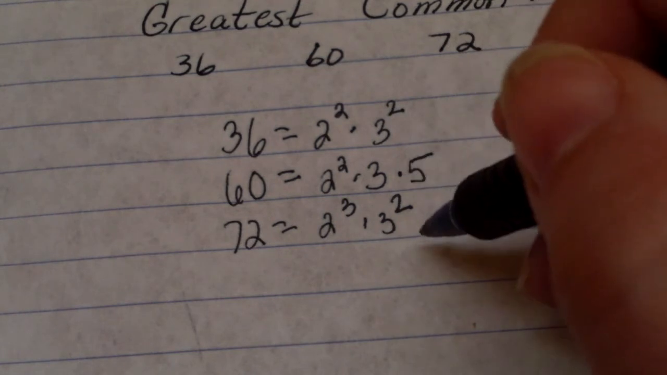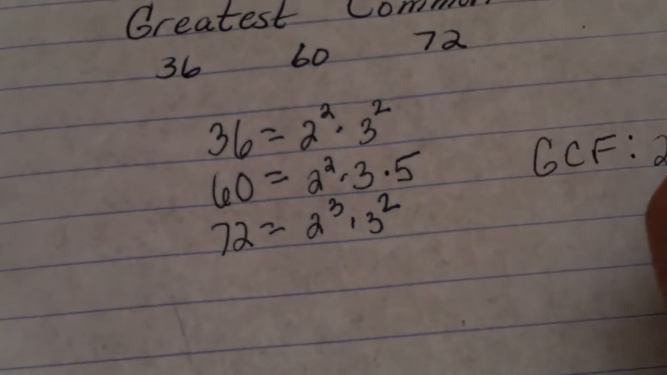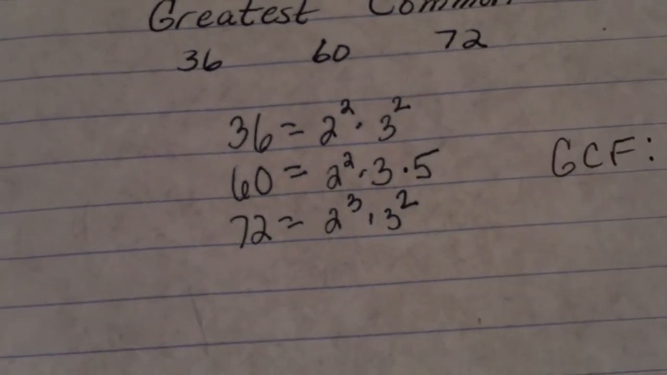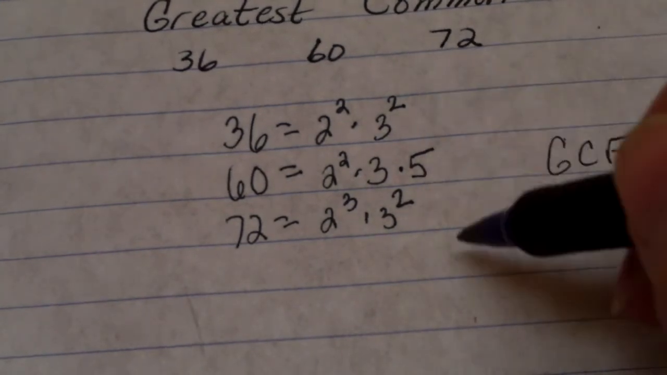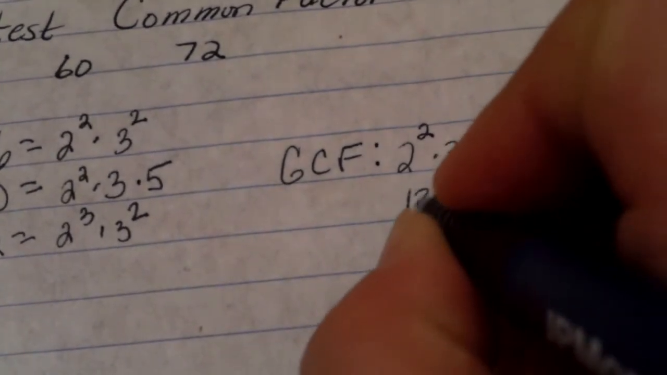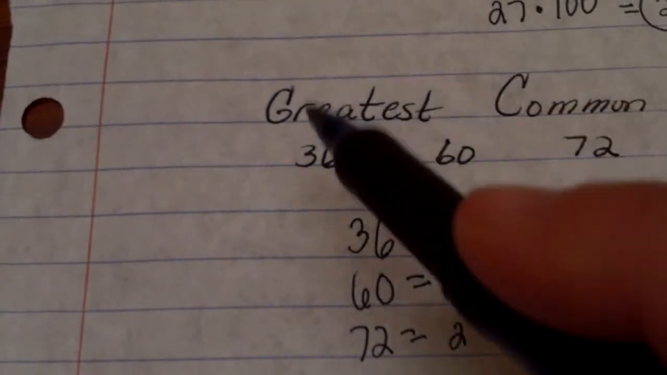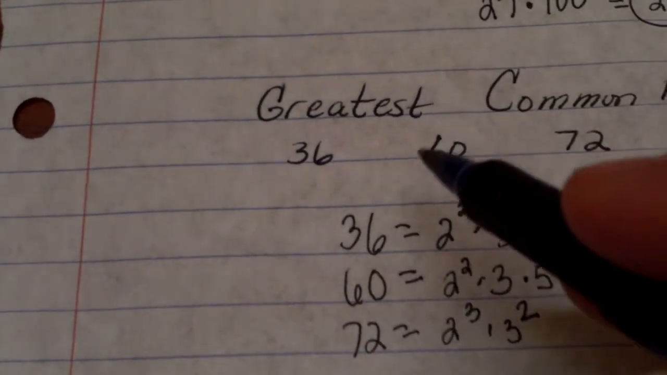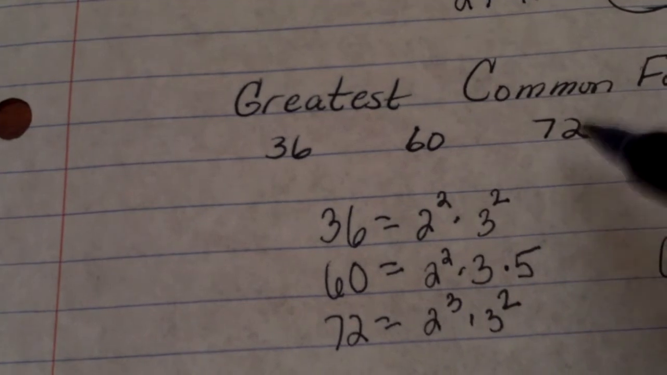When it comes to the 3's, the most they can all equally donate is a 3. There are no 5's that they can equally donate. So our greatest common factor is 4 times 3, or 12. 12 is the biggest number that will divide into 36, and into 60, and into 72.